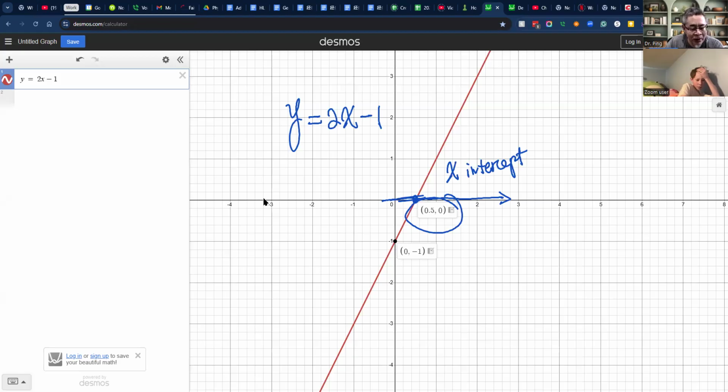Okay, so let's try y equals 3x plus 5, okay?